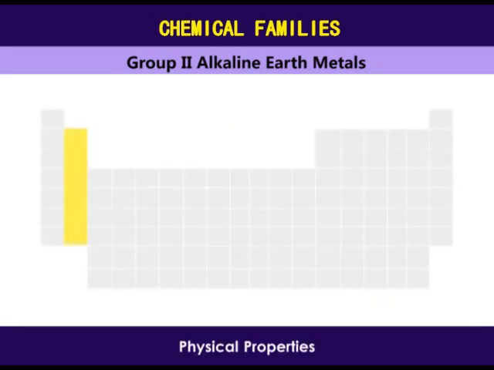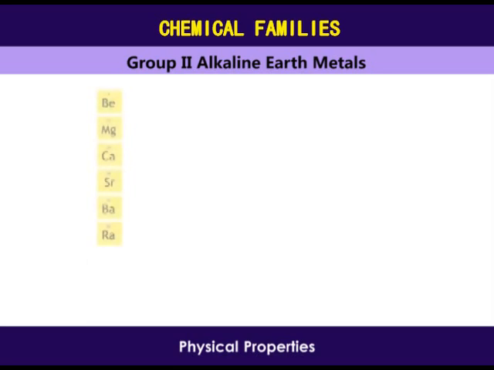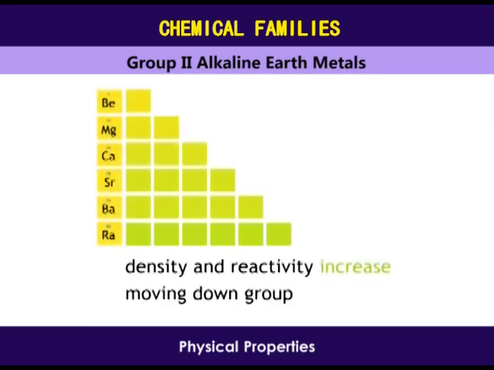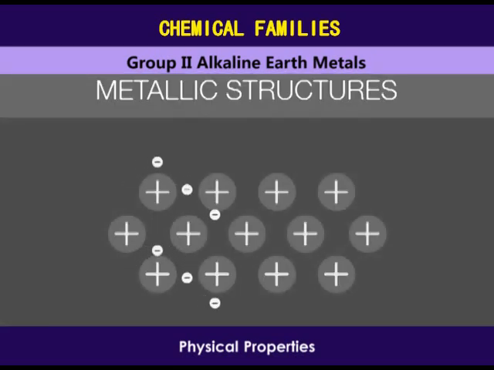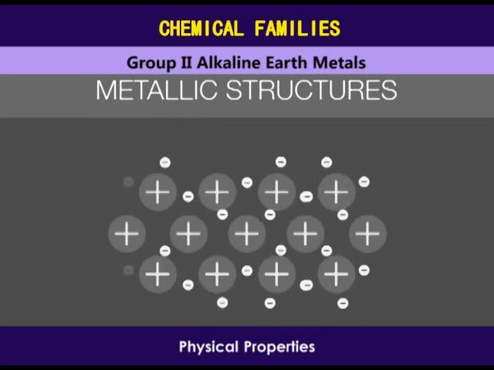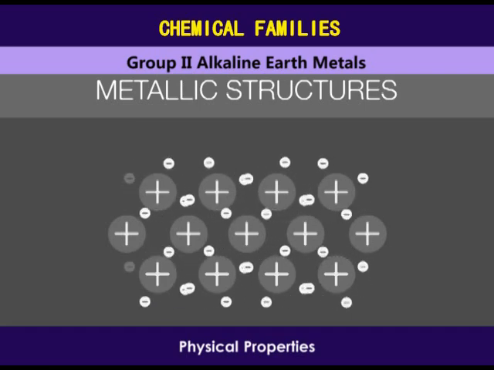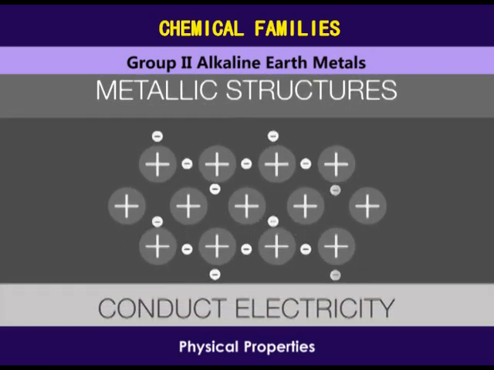Similar properties and behavior are also observed. Moving down the group, their densities and reactivity increases. Melting and boiling points decrease and the metals become softer. Just like their alkali metal neighbors, alkaline earth metals have metallic structures, and because of the free delocalized electrons, they are good conductors of electricity.